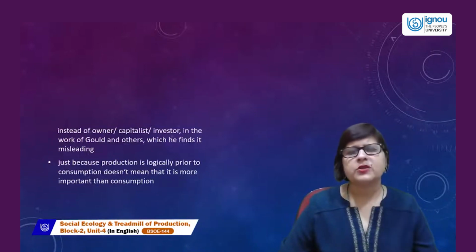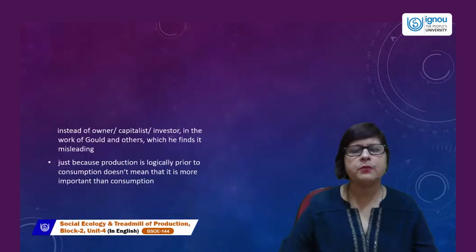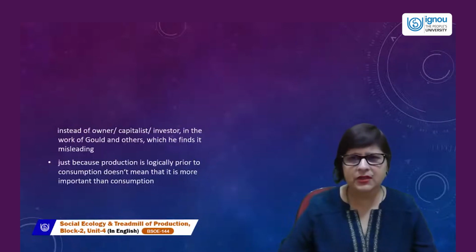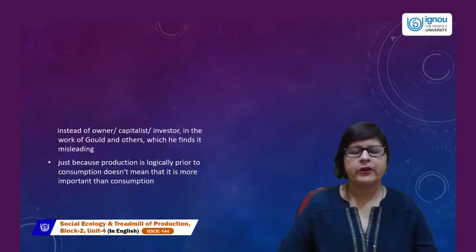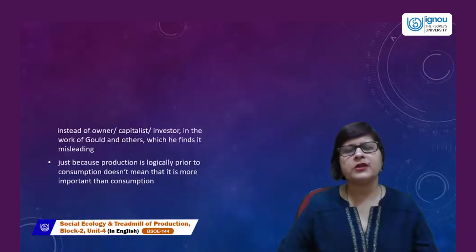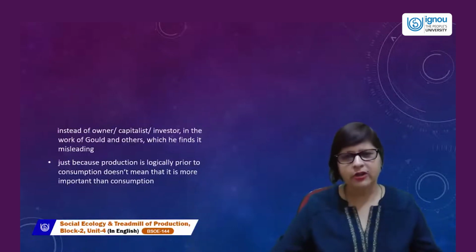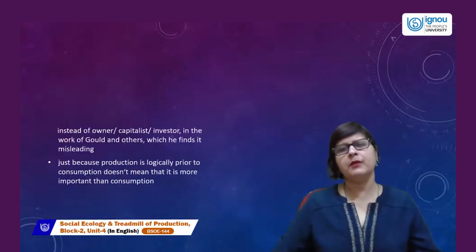Second is, just because production is logically prior to consumption doesn't mean that it is more important than consumption. As per this treadmill theory, production is more important than consumption because it is the producer who decides the mode of production. So they said that production is logically prior to consumption, but that doesn't mean that consumption is not important. Even consumption is important.